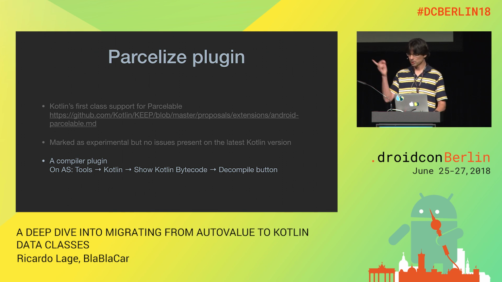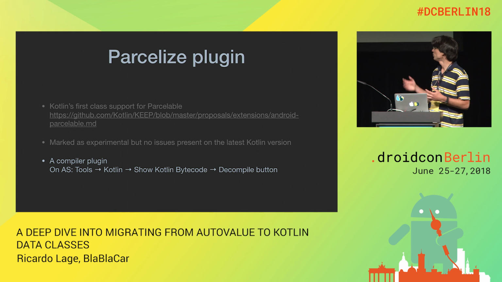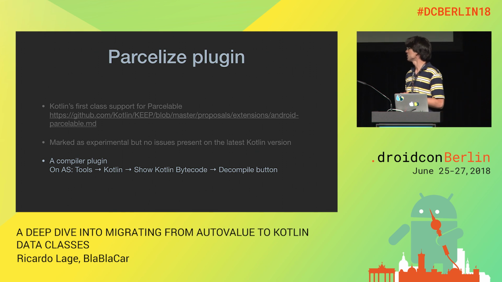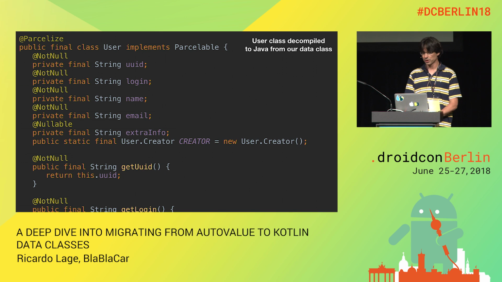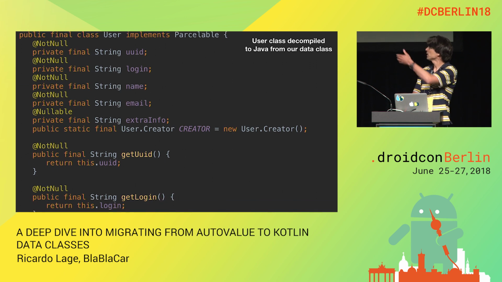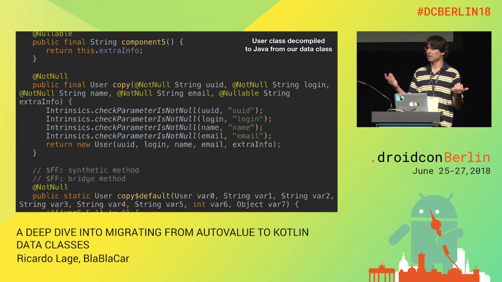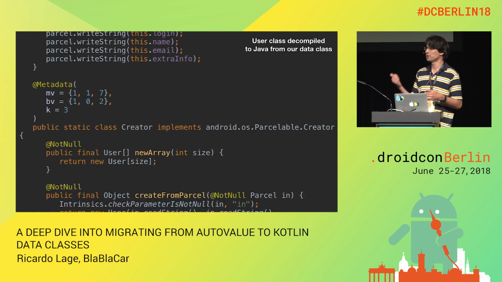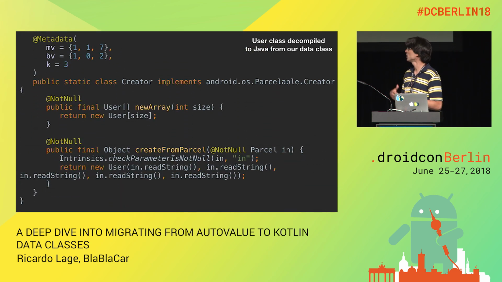You can go to the Tools option and show the Kotlin bytecode, and if you press the decompile button, you get this, which is our data class decompiled into Java. You can see everything that we had in our AutoValue generated class: all the null checks, all the equals and hashCode, and so on, and the parcelable implementation. And this was done at compile time by the parcelize plugin.